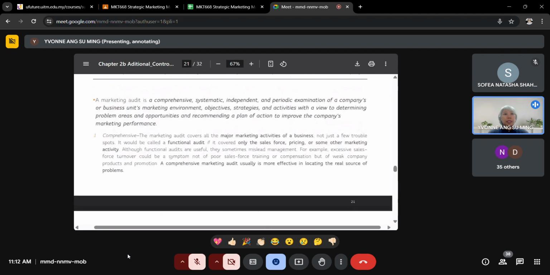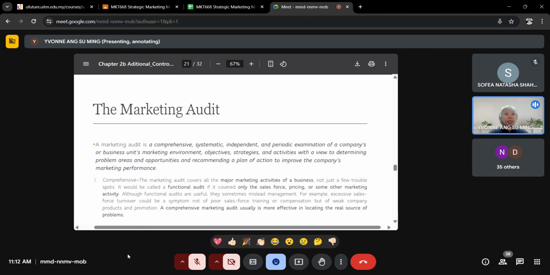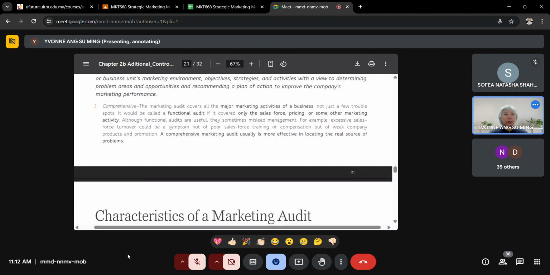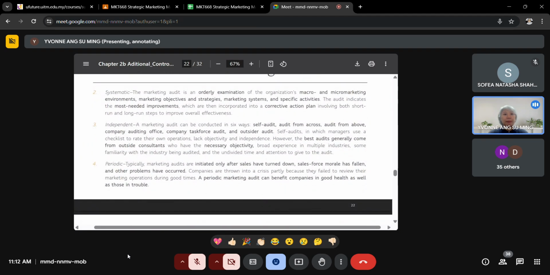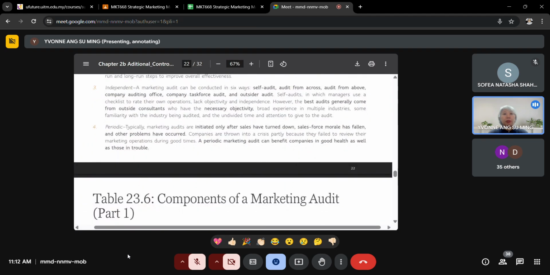Okay. So you can see here, there are some criteria when we run an audit. One, it needs to be comprehensive, okay, systematic, independent, and periodic, right? Periodic. So we're not trying to do this every year. Doing it every year will be a lot of effort. So what the top management need to do, or what the head of marketing needs to do, is they need to design themselves how often they actually want to do this.